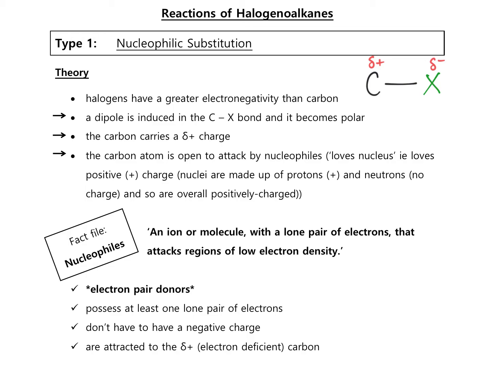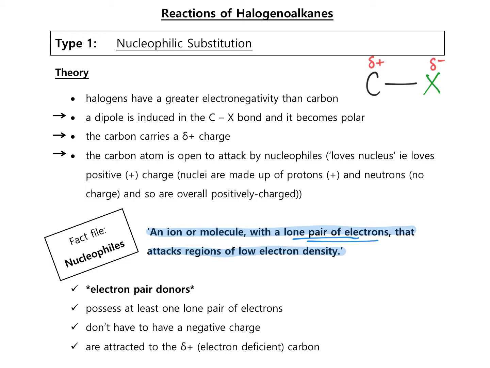So what is a nucleophile? Here is your definition for a nucleophile. It's an ion or a molecule with a lone pair of electrons. That's its criteria for being a nucleophile. It must have a lone pair of electrons. It doesn't have to have a negative charge. It sometimes does, but it has to have a lone pair of electrons.